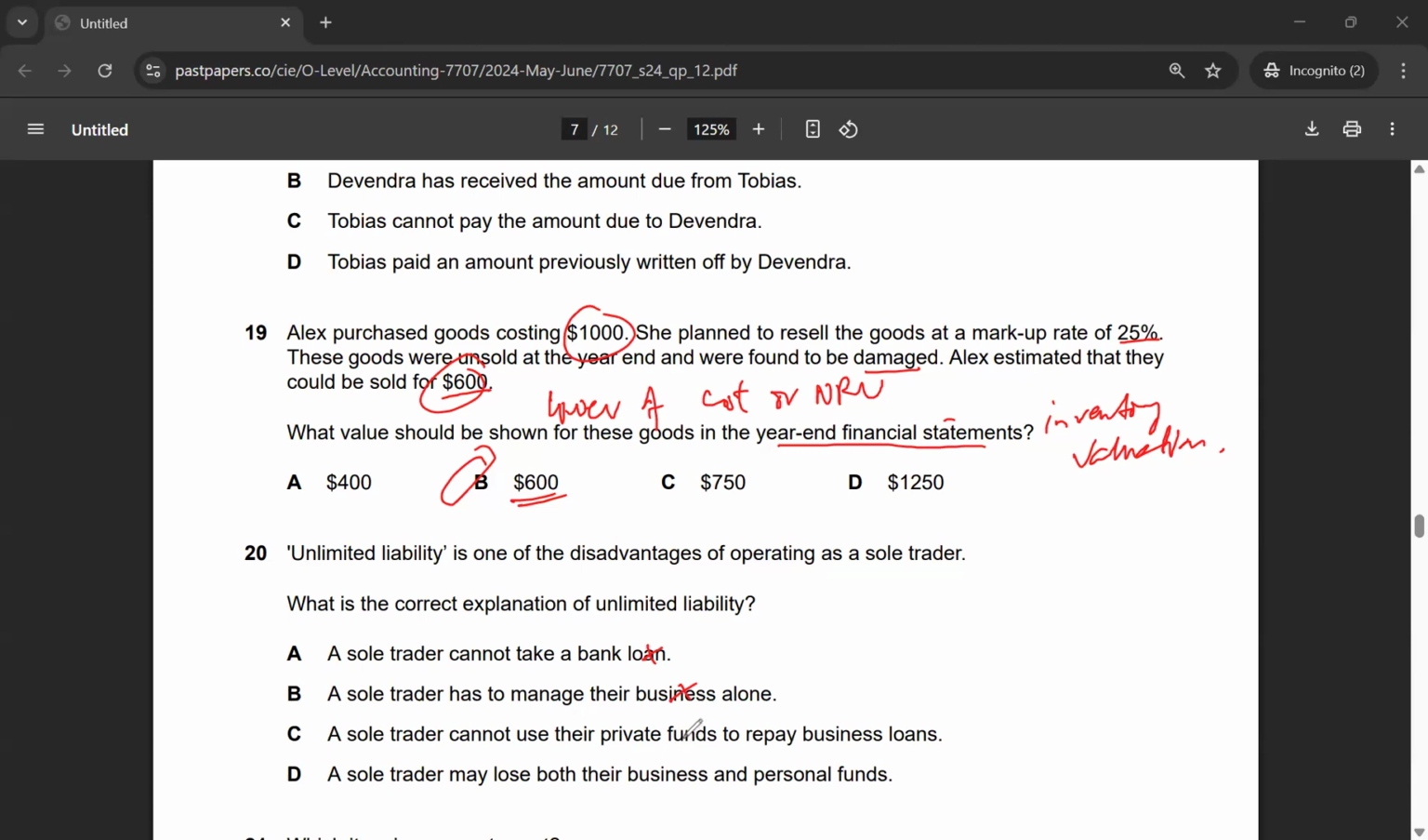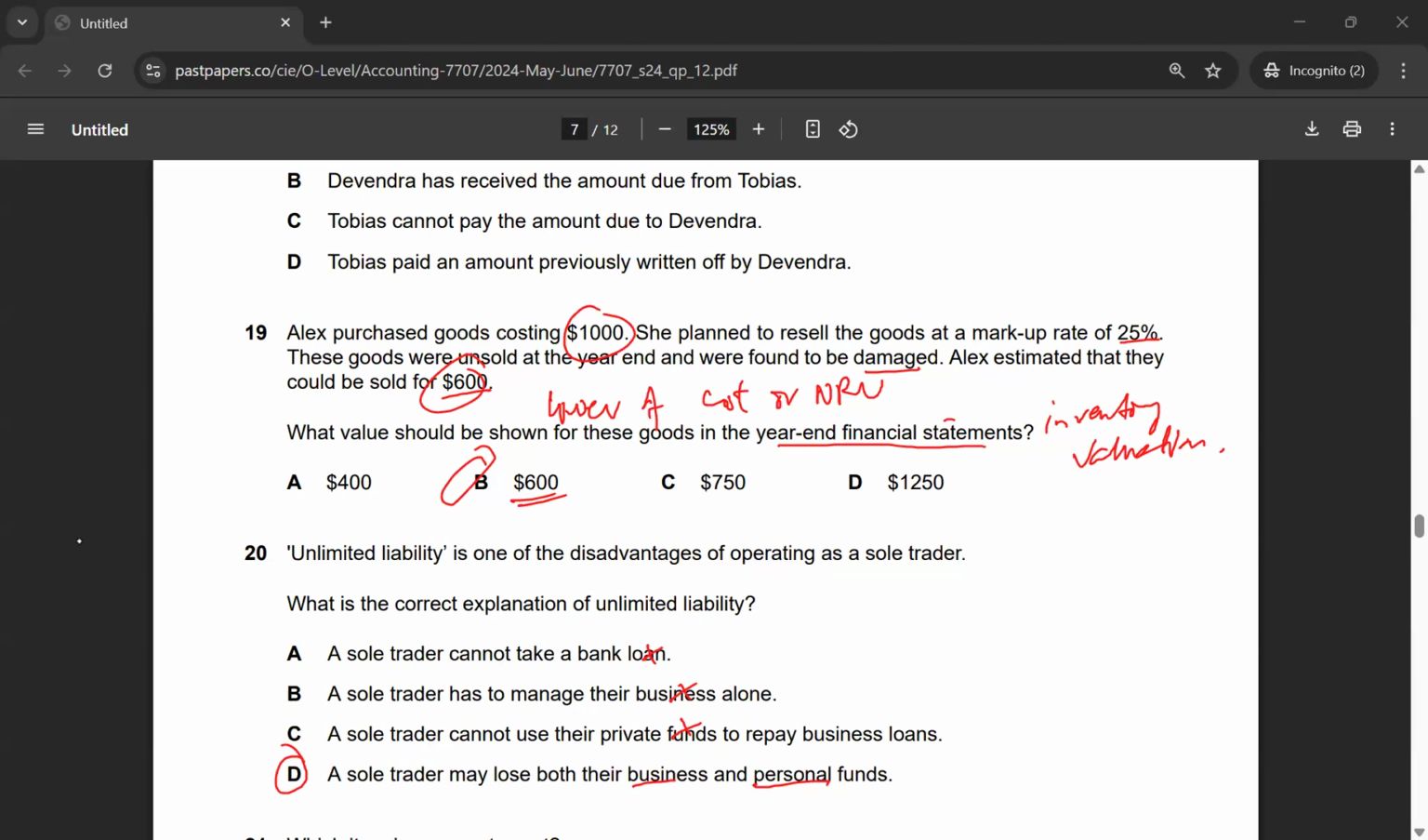A sole trader cannot use private funds to repay business loans. Yes, he can, or she can. A sole trader may lose both their business and personal funds, and that's exactly what unlimited liability means, because in unlimited liability, the sole trader puts his business and personal assets at stake. So if the business goes bankrupt, the owner of the business will have to pay using his personal funds. So the correct answer for multiple choice 20 would be option D.